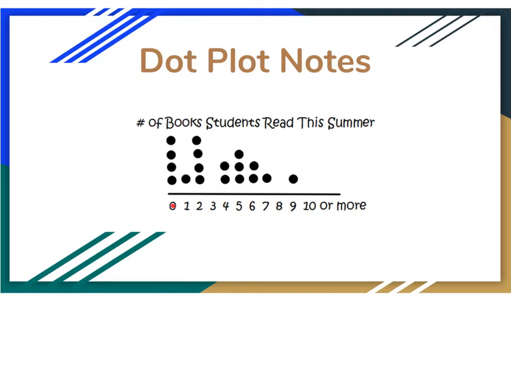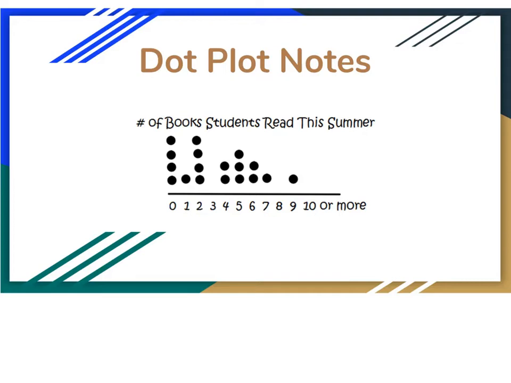And then they should label each number down here kind of like a number line. And then above each number, they are putting dots. Each dot represents one piece of data. So this is one student that read 0 books. There's another student, a third, and a fourth student that read 0 books this summer. If there's a space where there's no dots, that means no one answered that when they were surveyed. Yeah, so that's kind of the idea of a dot plot.